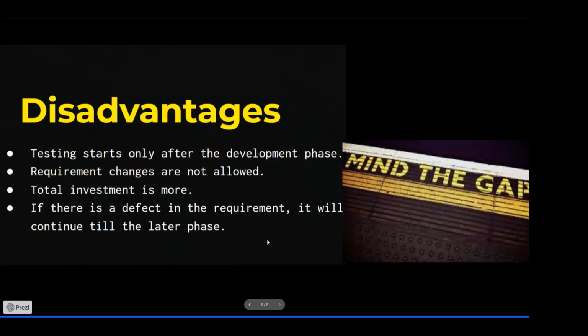This is about waterfall model and advantages and disadvantages of waterfall model. Hope you understand. See you in the next session.